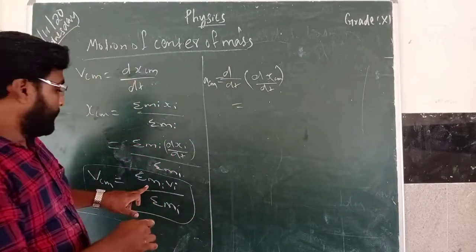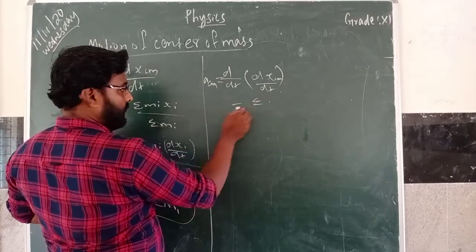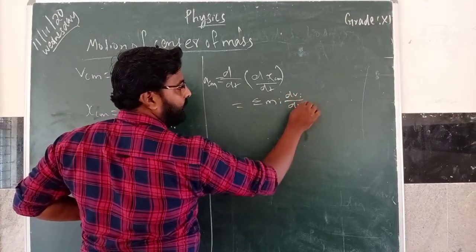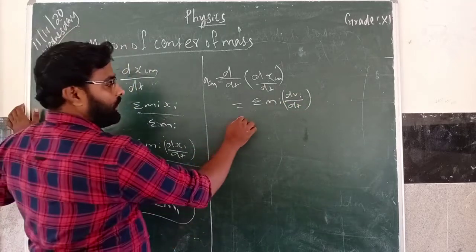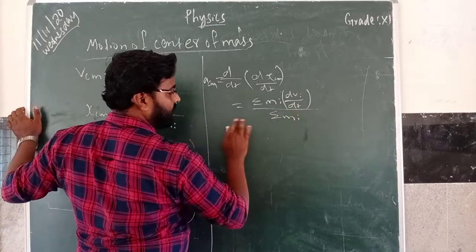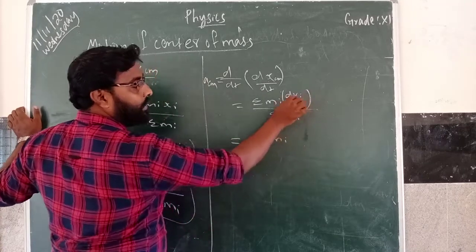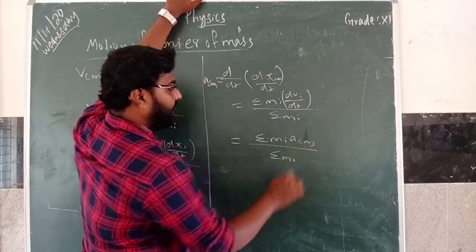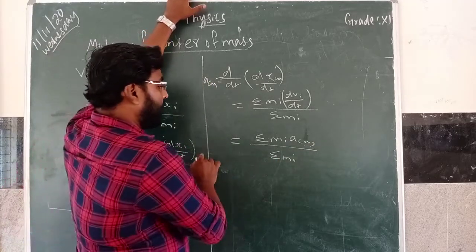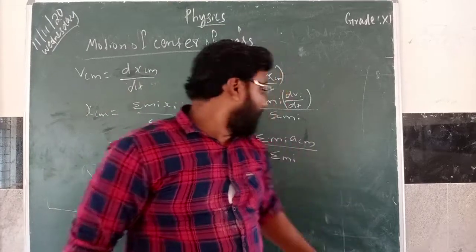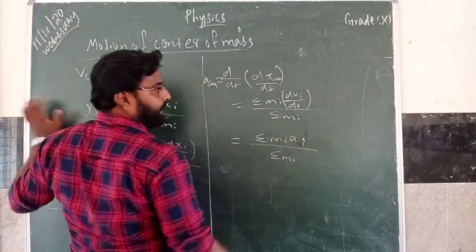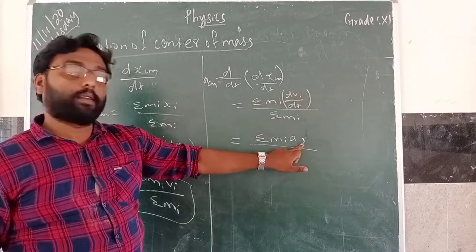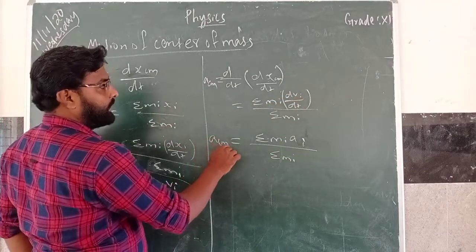So now you can differentiate this equation: sigma mi, instead of vi, dvi by dt. That is the second derivative. Divided by sigma mi, so acm is equal to sigma mi dvi by dt divided by sigma mi. dv by dt means acceleration, so this is the formula to find, not acm, but ai. This is the acceleration we can find out.